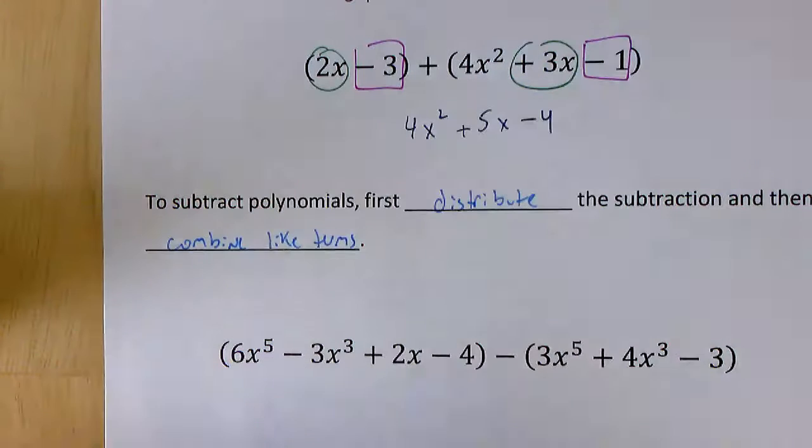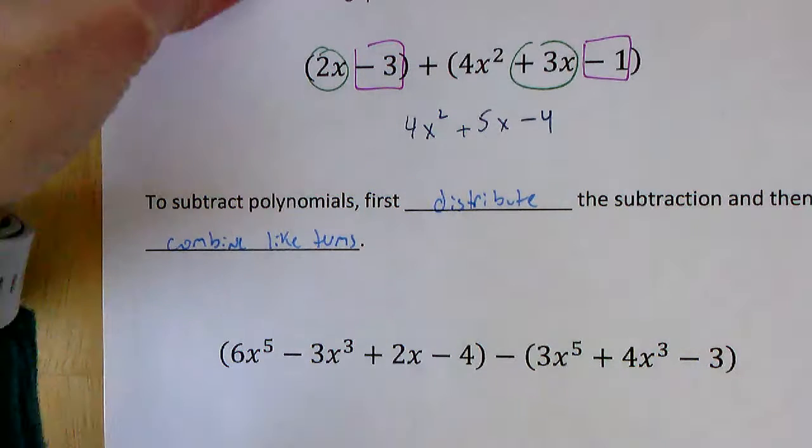Sorry, the middleman's going by. Watson. All right, so here's the thing about distributing the negative, okay?